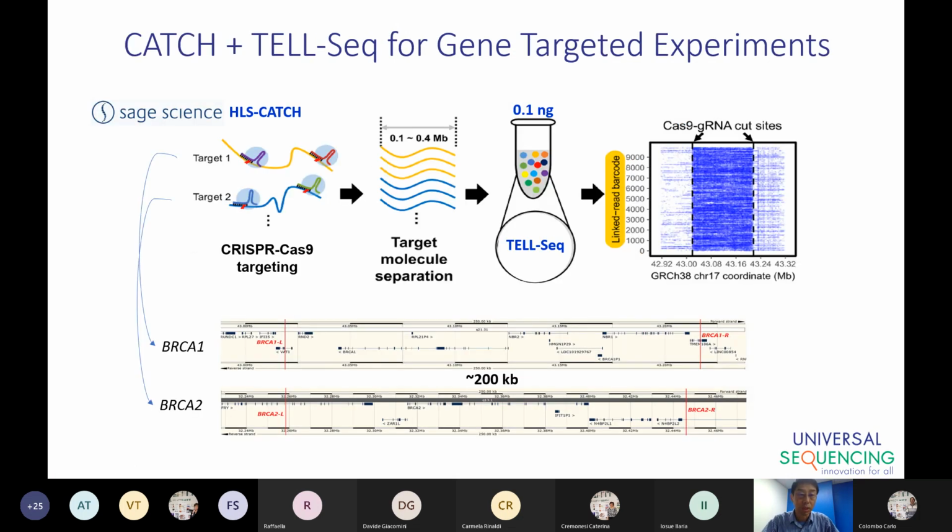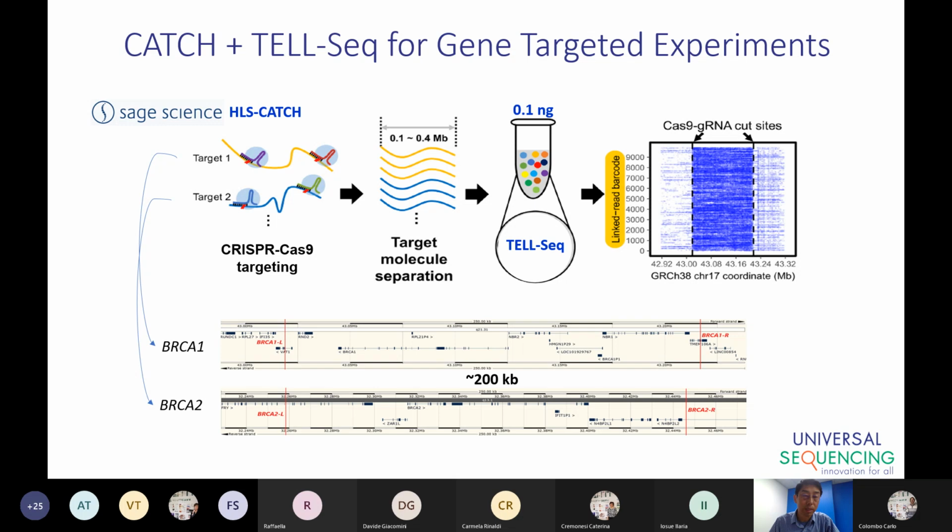The next approach: if we have a good way to enrich a particular long contiguous target, for example the BRCA1 and BRCA2 genes, if we can find a good way to isolate the full gene's genomic DNA from the target, then we only need to sequence this particular region. That's exactly what this approach did. It's from our collaborator Sage Science. They developed the HLS catch method.